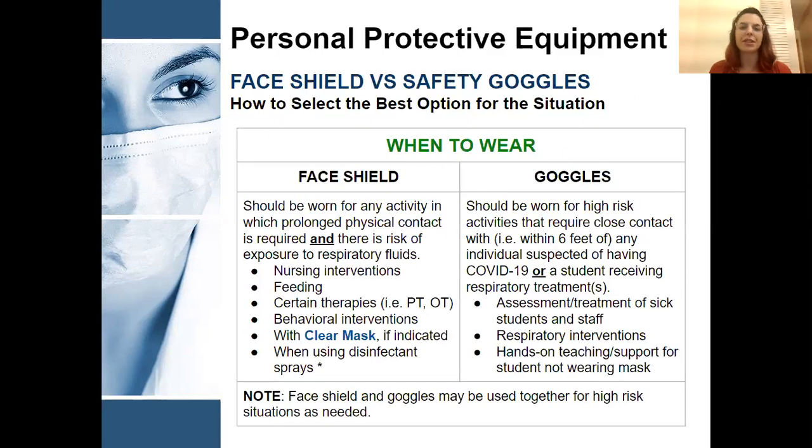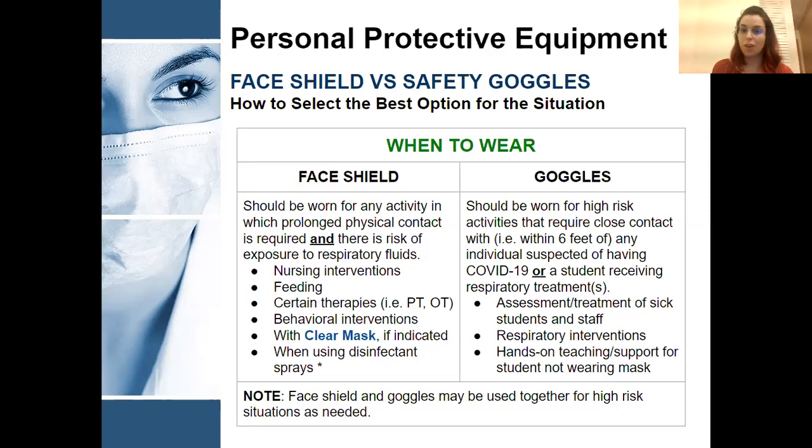So face shield versus safety goggles, how would you select the best option for the situation and when to wear it? The face shield is recommended for any activity in which prolonged physical contact is required and there's a risk of exposure to respiratory fluids. So we're looking at situations such as nursing interventions, feeding, certain therapies like PT or OT, behavioral interventions, in conjunction with a clear mask if it's indicated, obviously if you're within 6 feet of that person, or when using disinfectant sprays.